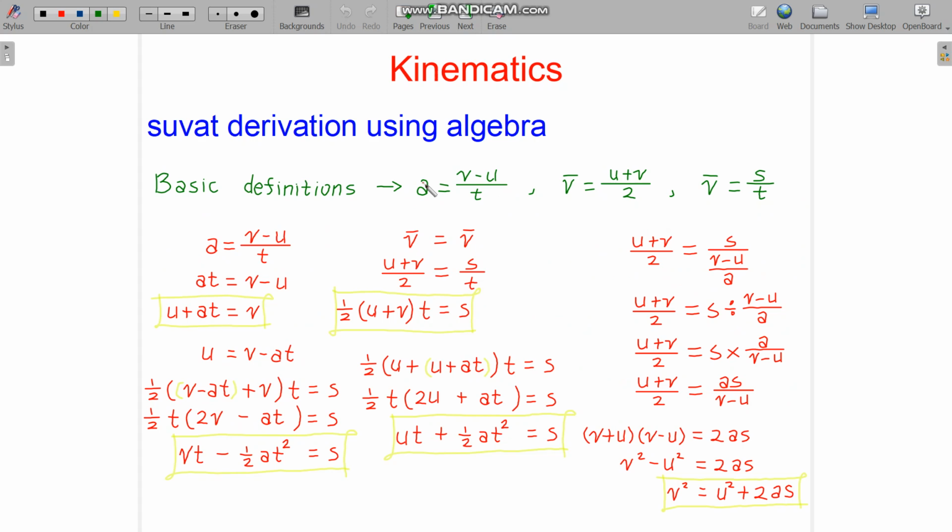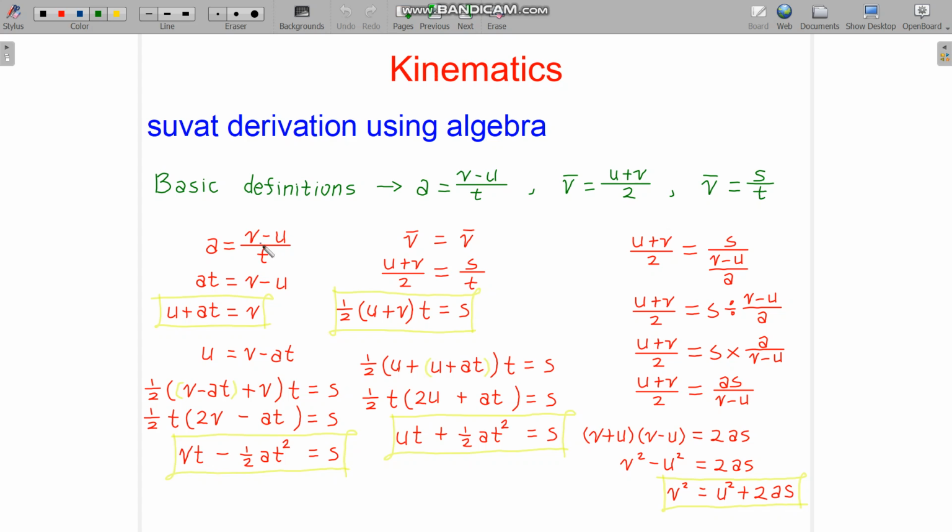So acceleration by definition is the change in velocity, final minus initial, divided by the change in time, or just time. And average means you add and divide by 2, and the velocity is displacement divided by time. So we use these 3 basic definitions to derive the other formulas.